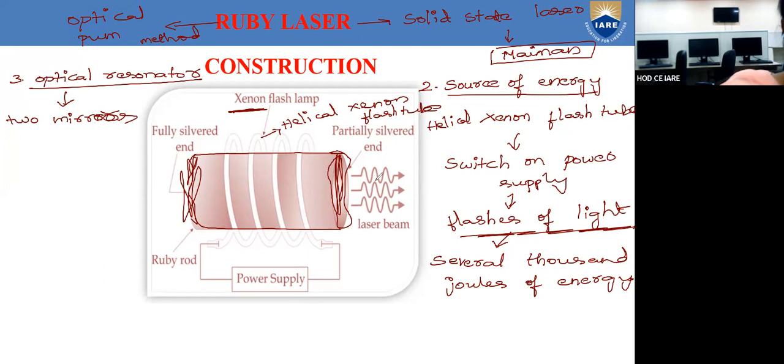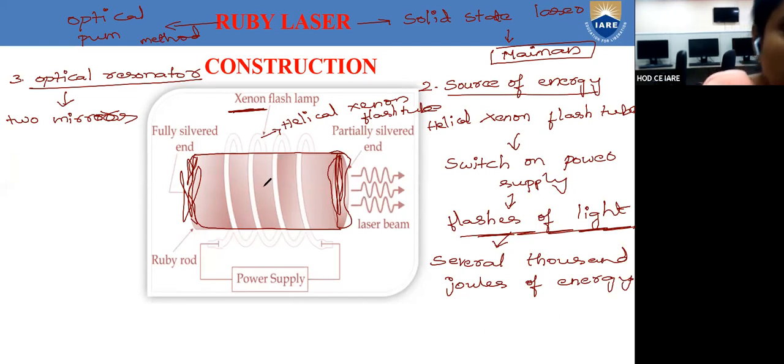So what is the construction, students? We have the active medium, and in our ruby laser, the active medium is solid state. What is that solid state? We have taken a ruby rod, which consists of a majority of aluminum oxide and a very small amount of chromium, but chromium alone is going to give us laser light, and the red color of ruby is because of chromium. And what is the energy source?